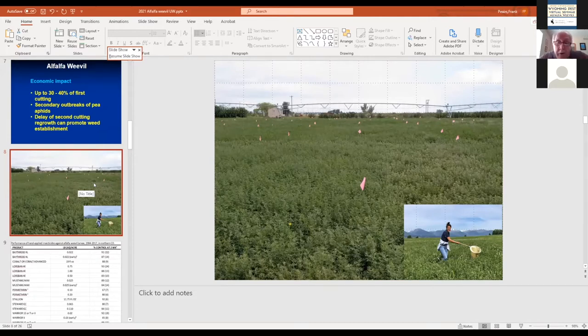And all of our samples are taken with a sweep net. We definitely take a pre-count, which is an average across each rep. And then we try to take samples, weather permitting, at 1, 2, and 3 weeks.